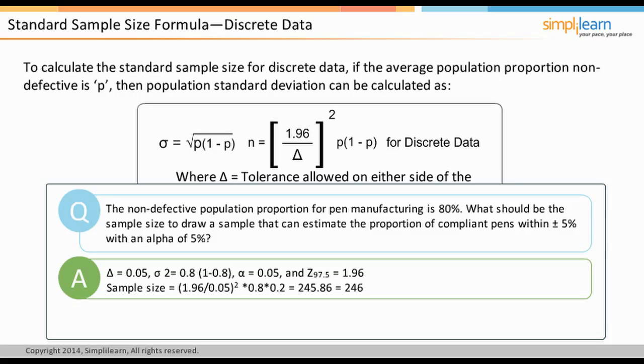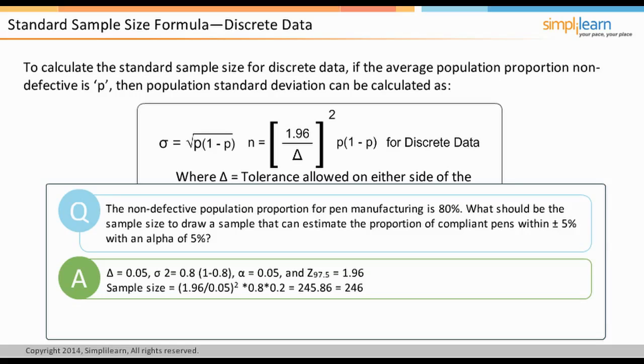The non-defective population proportion for pen manufacturing is 80%. What should be the sample size to draw a sample that can estimate the proportion of compliant pens within plus or minus 5% with an alpha of 5%? Consider calculating the sample size for discrete data, for which the population proportion, non-defective, is 80%, and the tolerance limit is within plus or minus 5%. Substituting the values, it is found the sample size should be 246.